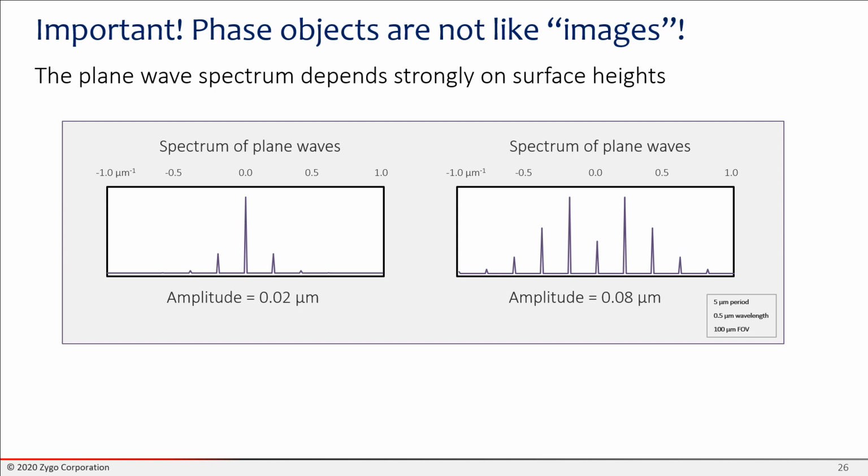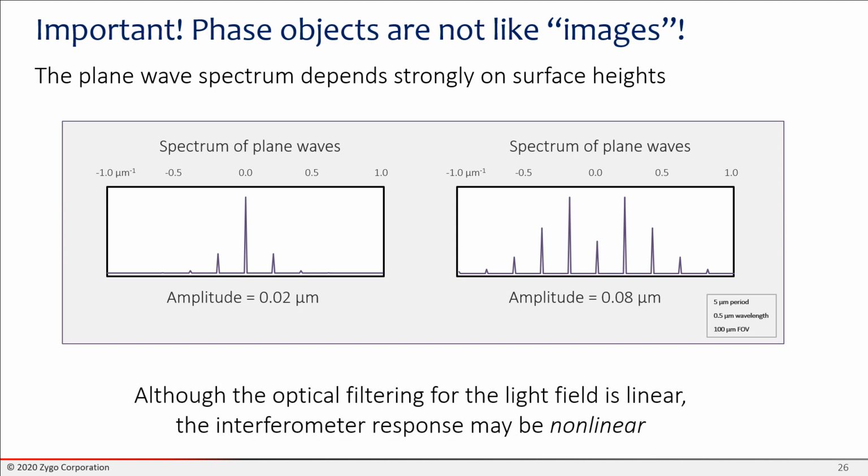And all of these diffraction orders have to be captured by that partially coherent transfer function to get good linear results. So this is something that's very important to know. Even though the transfer function for the light field is linear for a wide variety of circumstances, the interferometer response may be nonlinear. And that's one of the reasons why you want to do modeling, to find out when it might be nonlinear.